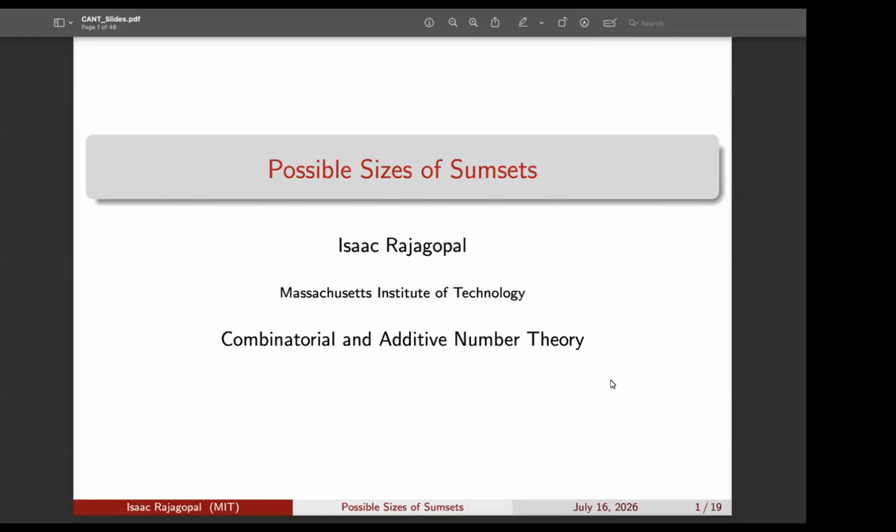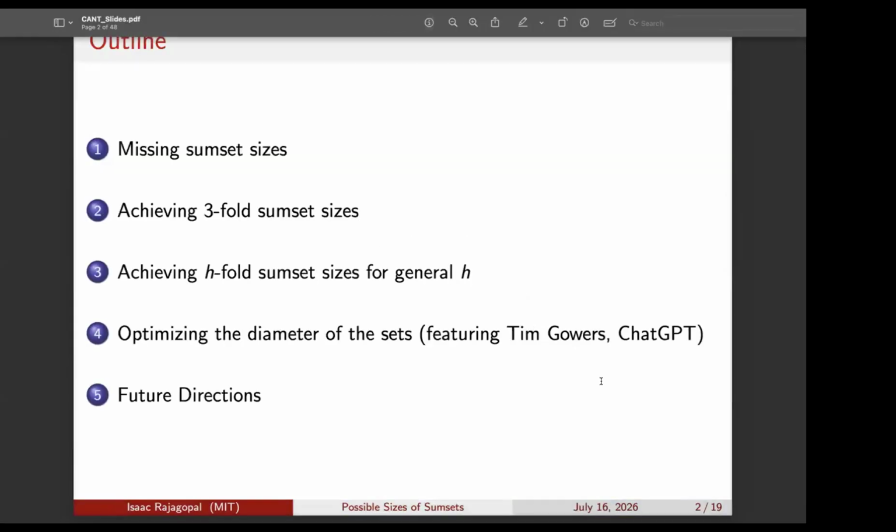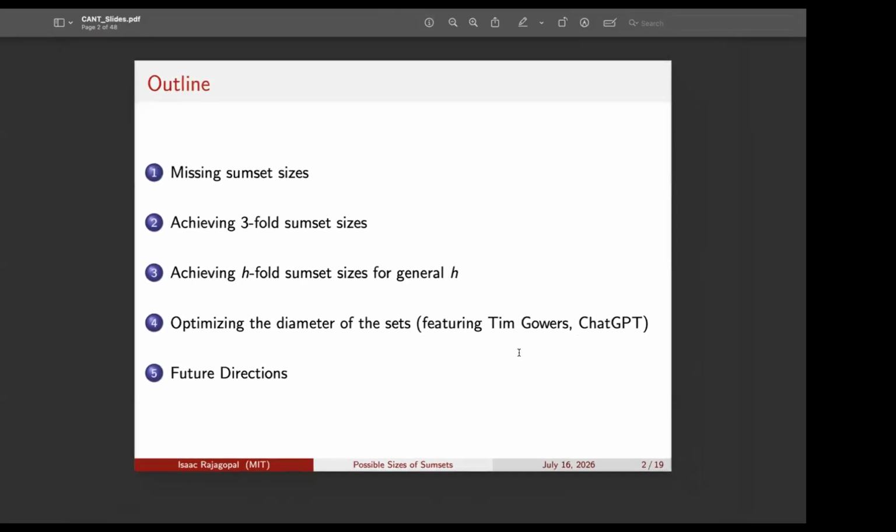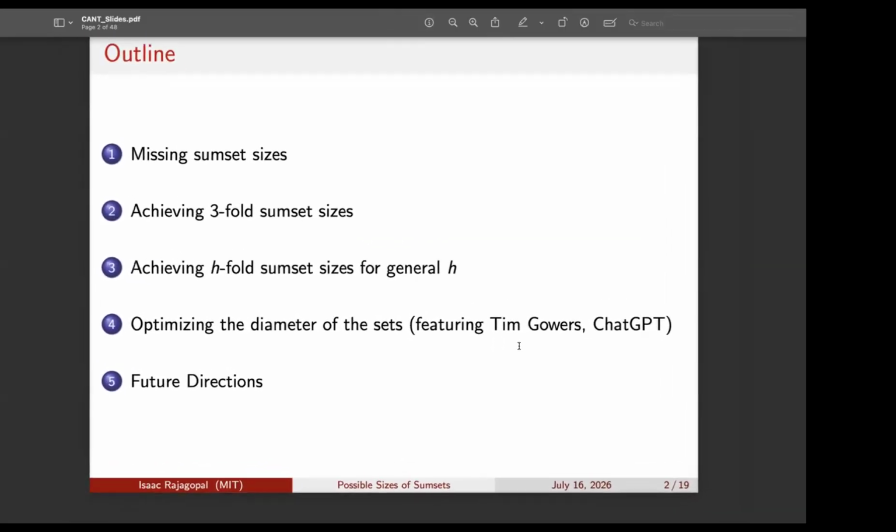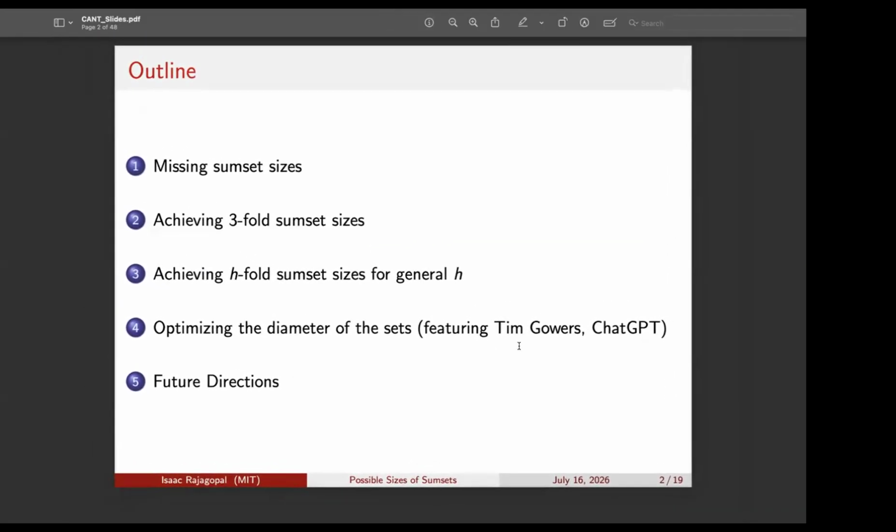So today I'm going to talk about possible sizes of sumsets. For an outline of my talk, I'm going to start by talking about missing sumset sizes, so things which can't be achieved as the h-fold sumset of k integers. Then I will specialize to threefold sumset sizes.